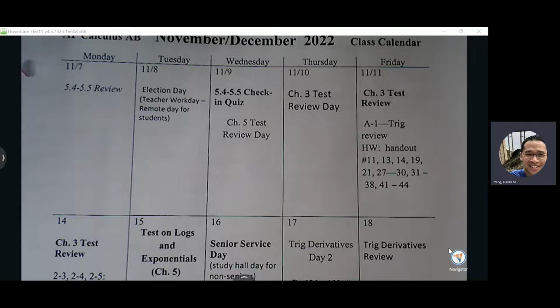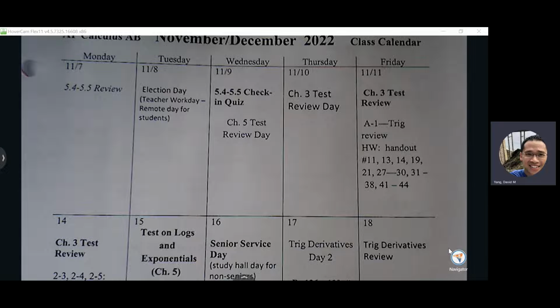So I pushed some of the days around here. On Wednesday, we'll do a check-in quiz. It'll look very similar to your 5.4, 5.5 review that you guys did last Friday. There should be 5 problems, just applying those rules, with product rule and power rule involved. I'll have a morning help session on Wednesday. But tomorrow during my help session, I can also go over any problems that you guys have.